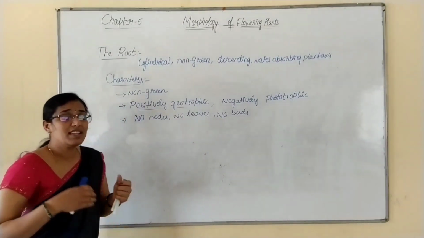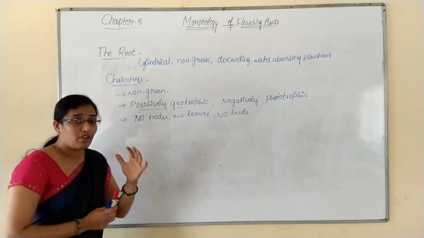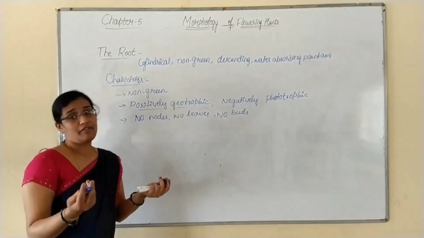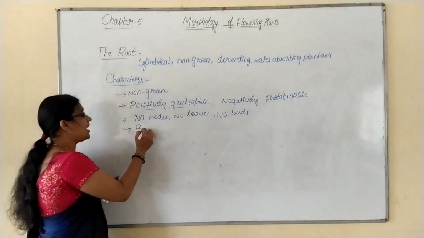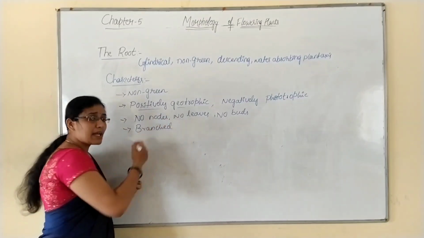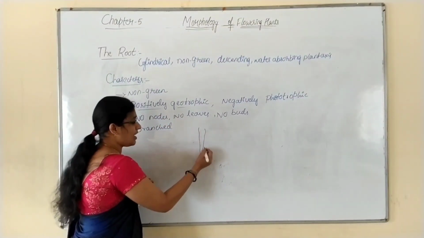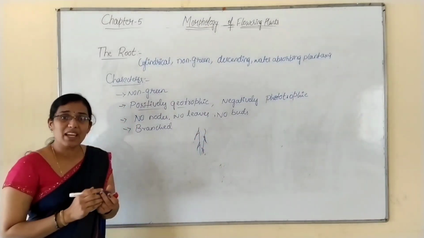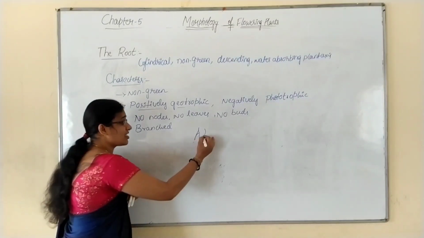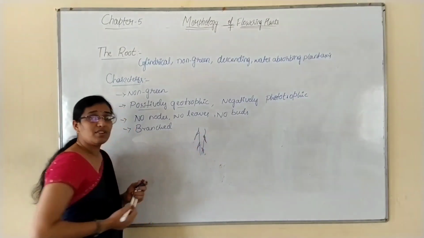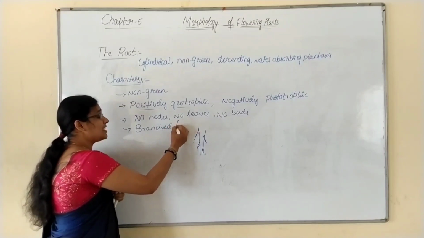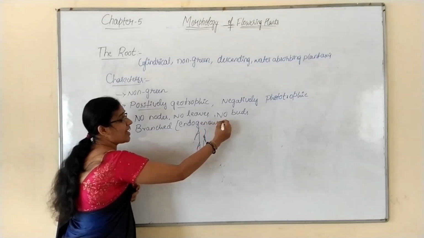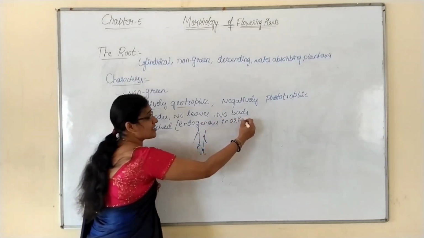So what is the function of root? Before going to the function of roots, are they branched? Are the roots branched? Of course. The roots are branched. See, if this is the root, for example, we can see the presence of branches here. These roots bear branches, and these branches are endogenous in origin.